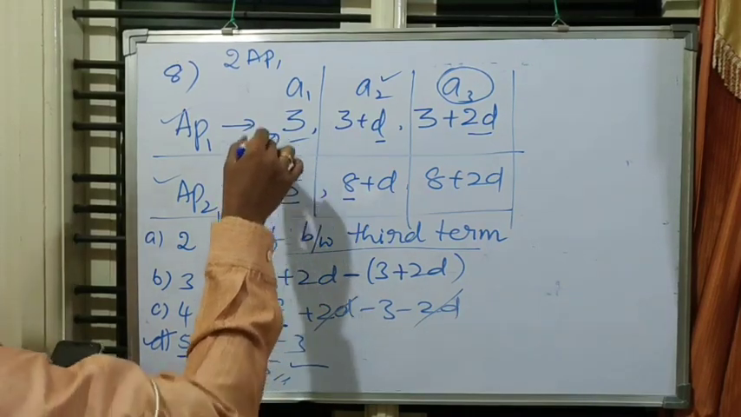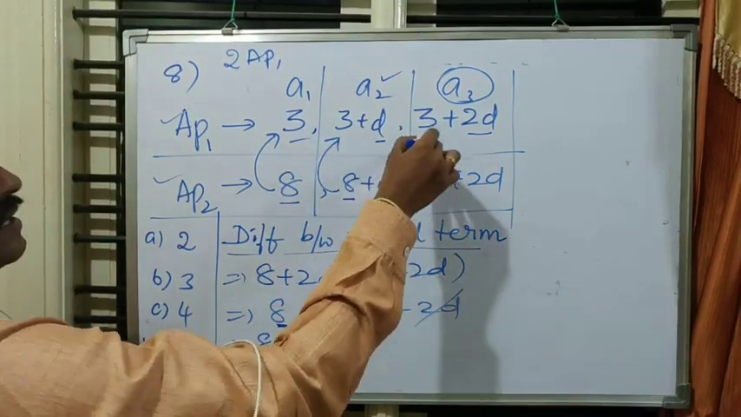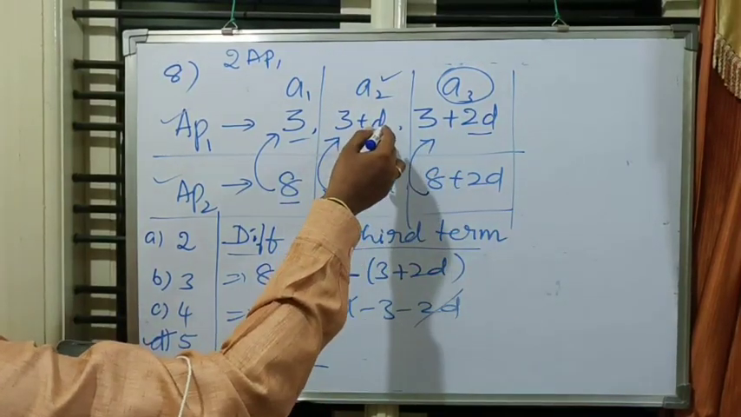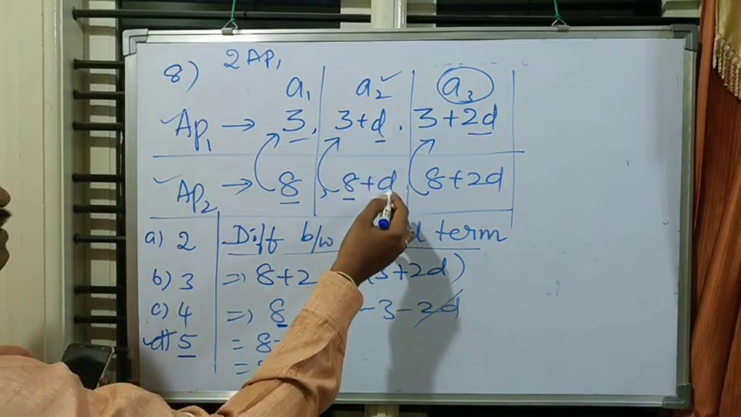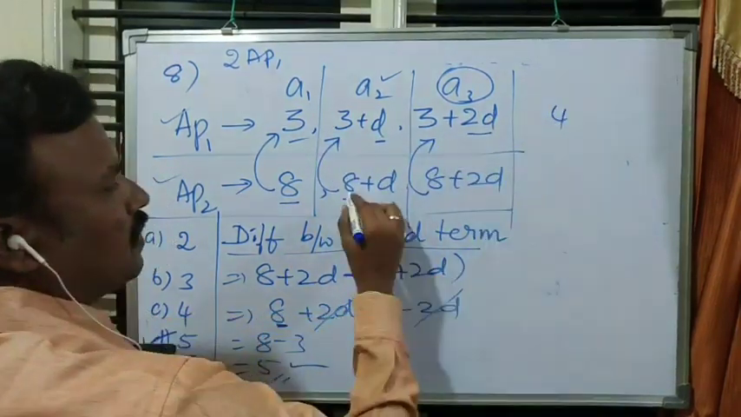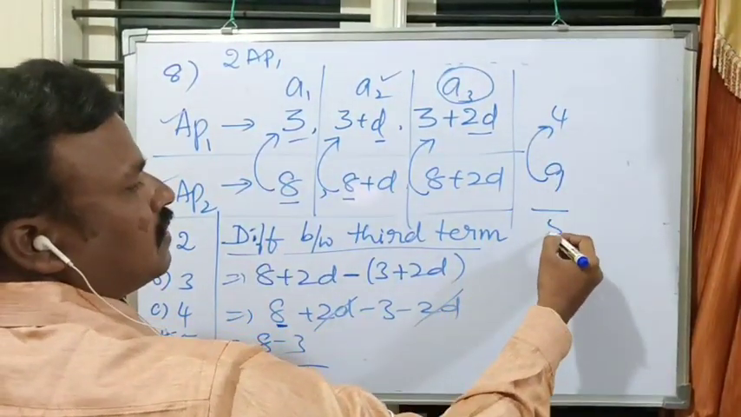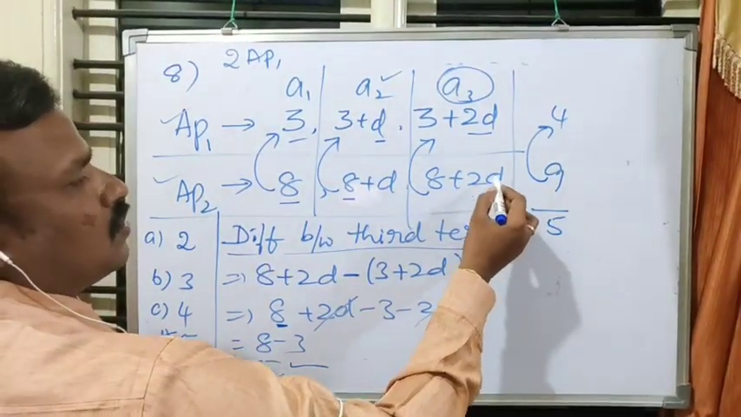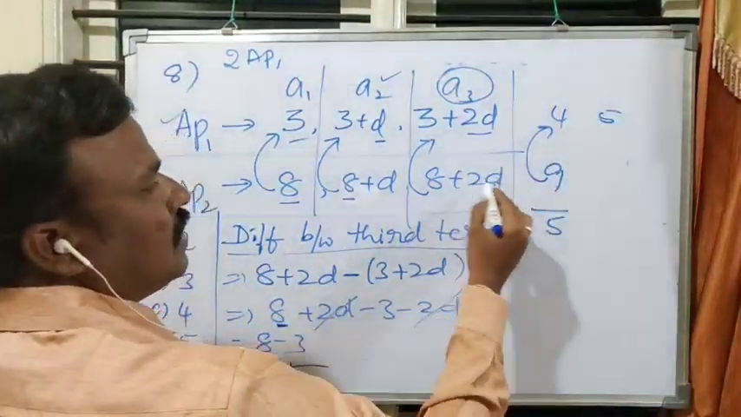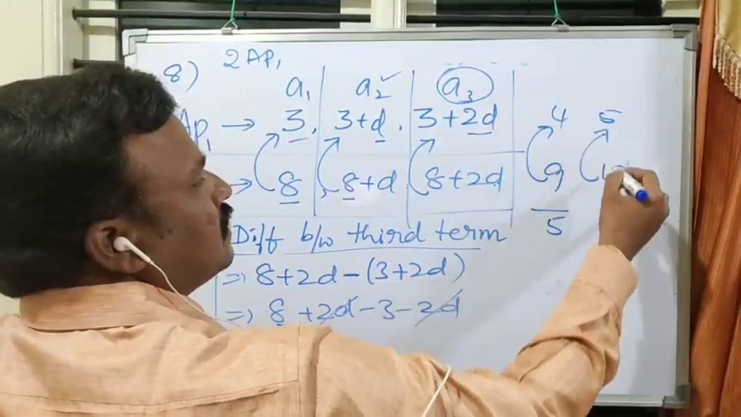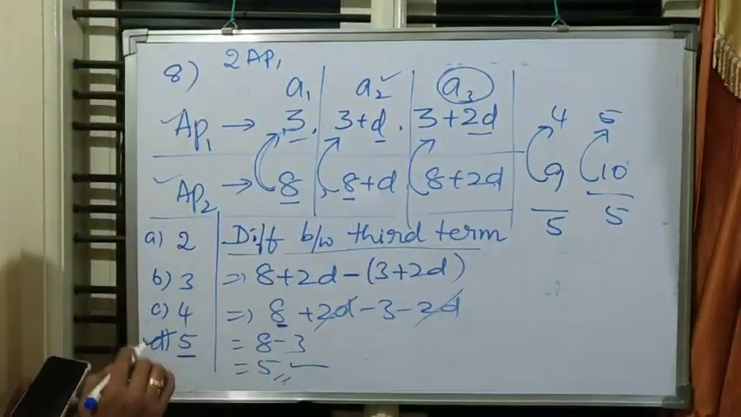See, the difference between 8 and 3 is 5. Wherever you go, that difference will be the same. You just substitute values. If I substitute 1 here, it is 1 here also: 3 plus 1 is 4, 8 plus 1 is 9, and the difference is 5. Same for 2: here 3 plus 2 is 5, here 8 plus 2 is 10. See the difference, that is also 5. Here also 5. So therefore your answer is 5.